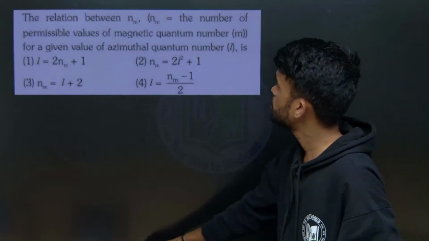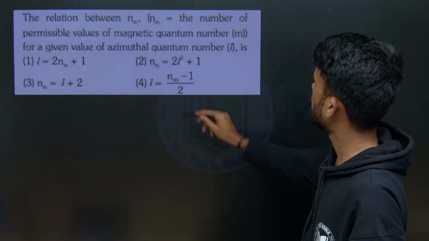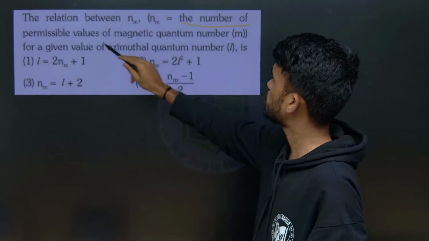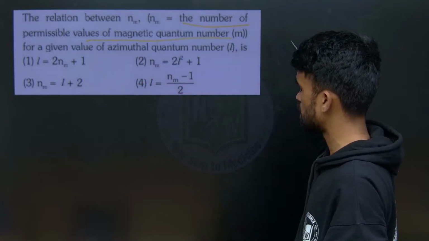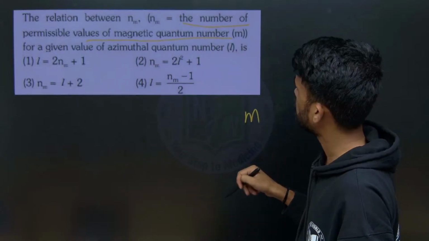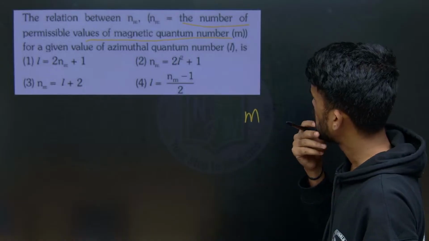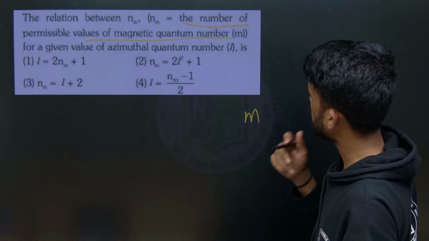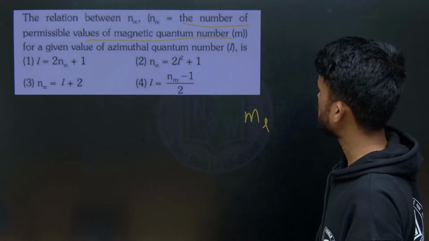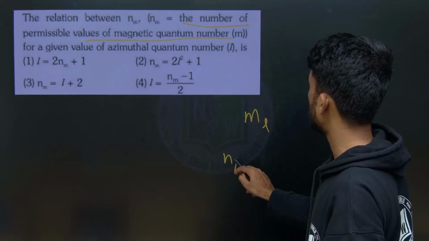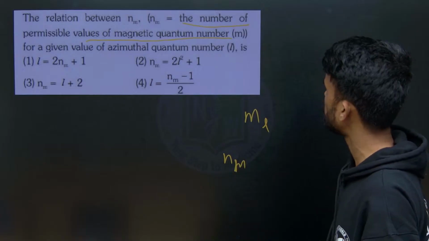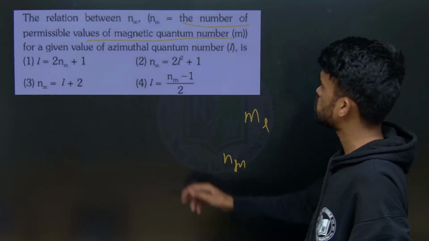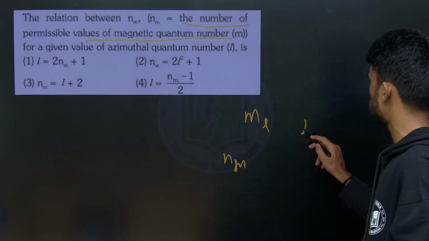Now the relation between nm. nm means the number of permissible values of the magnetic quantum number. Generally we indicate the magnetic quantum number as m, and for its values we say ml. But here they are using nm, whatever it is, for a given value of the azimuthal quantum number. Azimuthal quantum number means L.